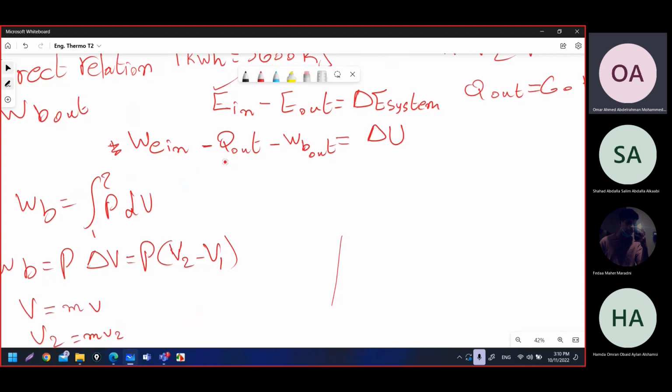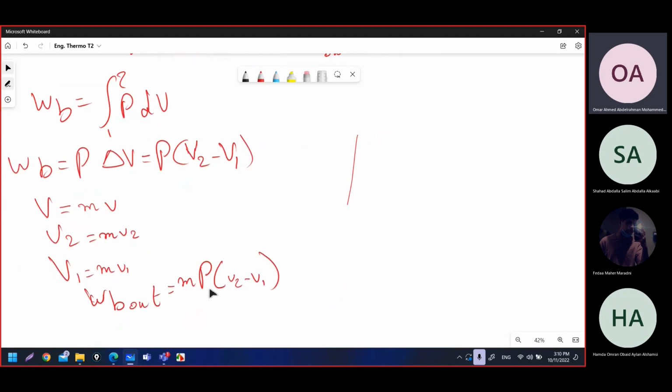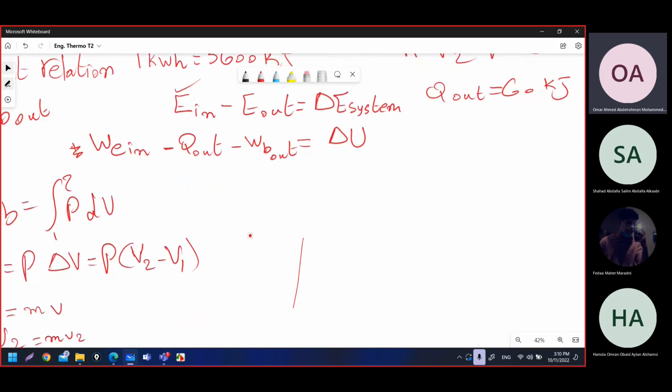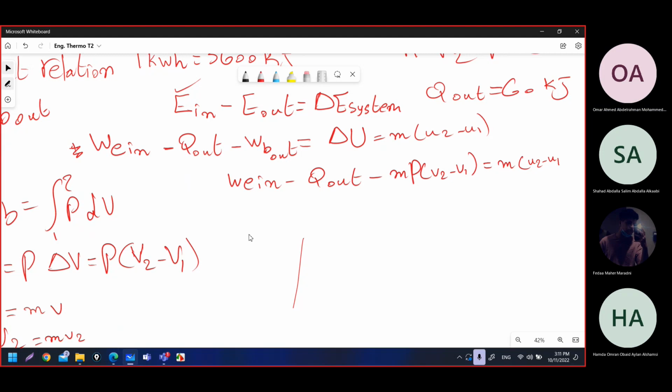Now that is my equation. I will replace W out by this equation, m(v2 minus v1). So I will have that W_in minus Q_out minus m(v2 minus v1) is equal to delta U, which is also m(u2 minus u1). So it is equal to m(u2 minus u1).